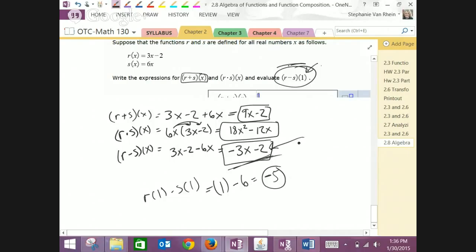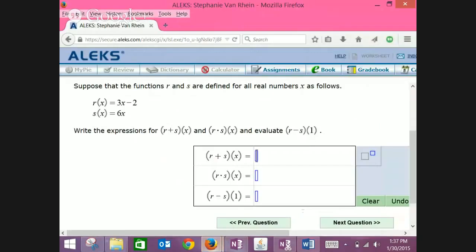What if I plug 1 in here? I get minus 5 as well, right? Which is what you would expect. This is the general term for r minus s. So r minus s at 1 is minus 5, but I could also take r at 1 minus s at 1. Putting those in should be pretty straightforward.